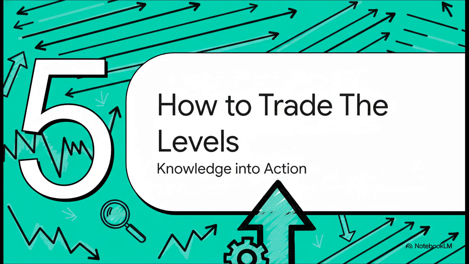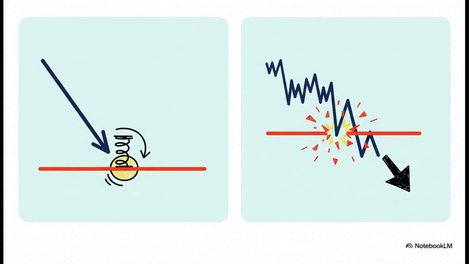Okay, so the theory is great. We can spot the levels, we can draw the lines and channels, but the million-dollar question is, how do you actually use this information? Let's talk about turning all this analysis into actual trades. When it comes right down to it, there are really two main ways people trade these levels. The first is trading the bounce. You're basically betting that the floor or ceiling is gonna hold strong. The second is trading the break, where you're betting that the level is going to fail and the price is gonna power right through.